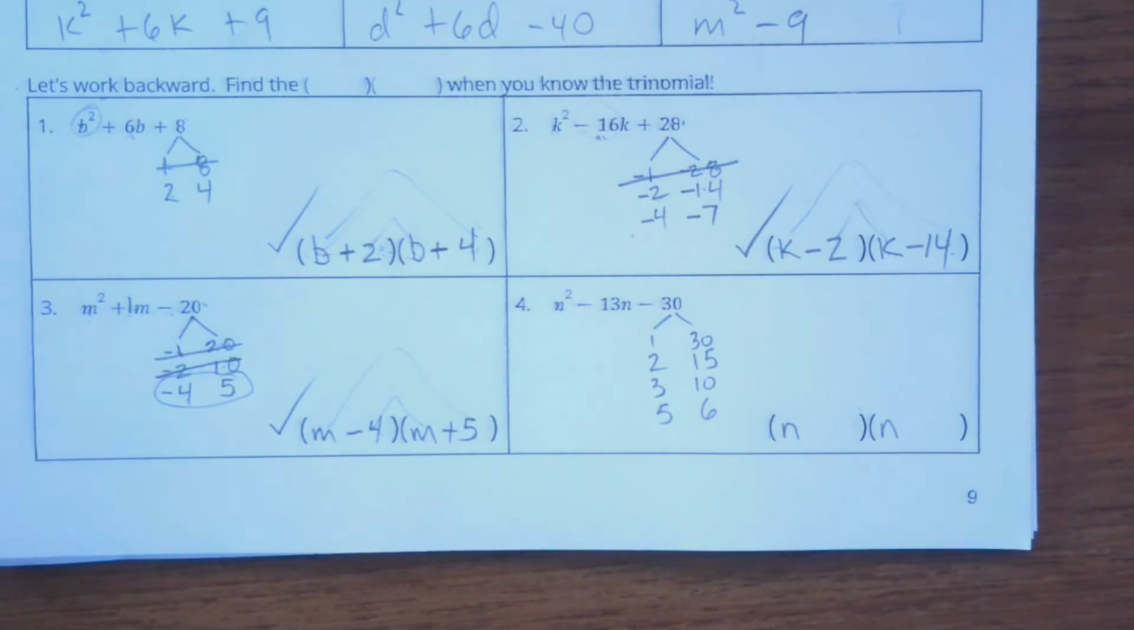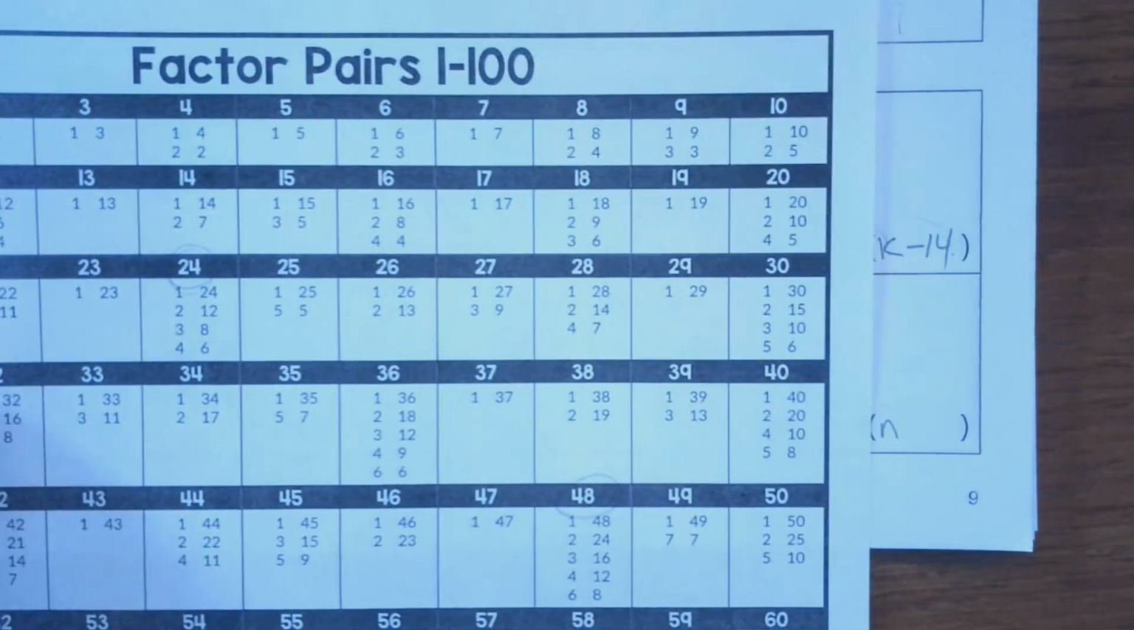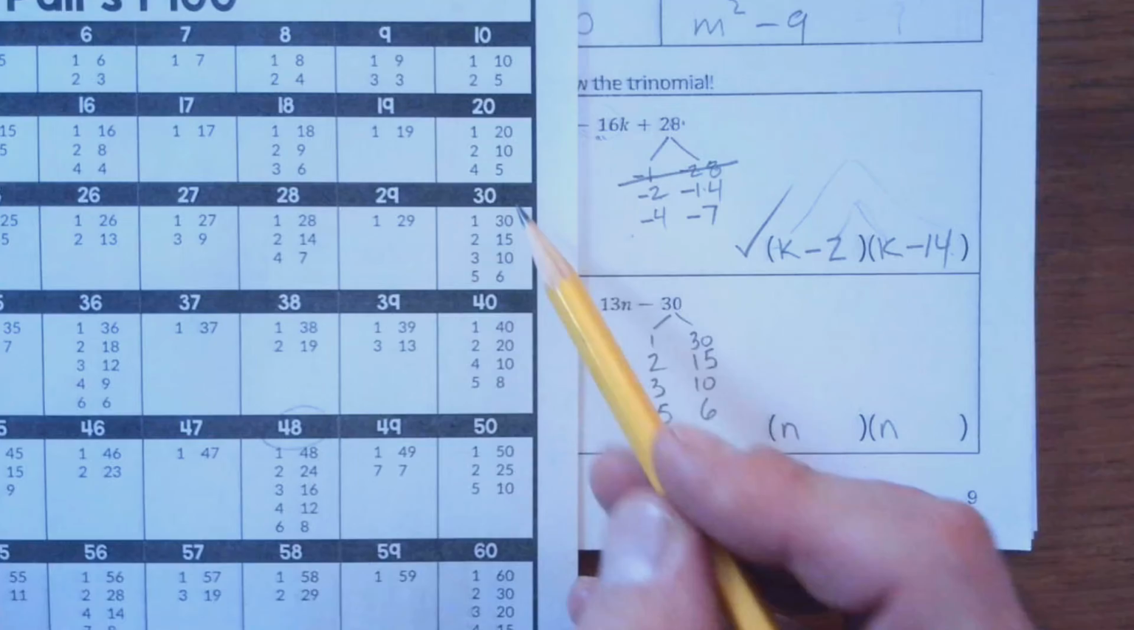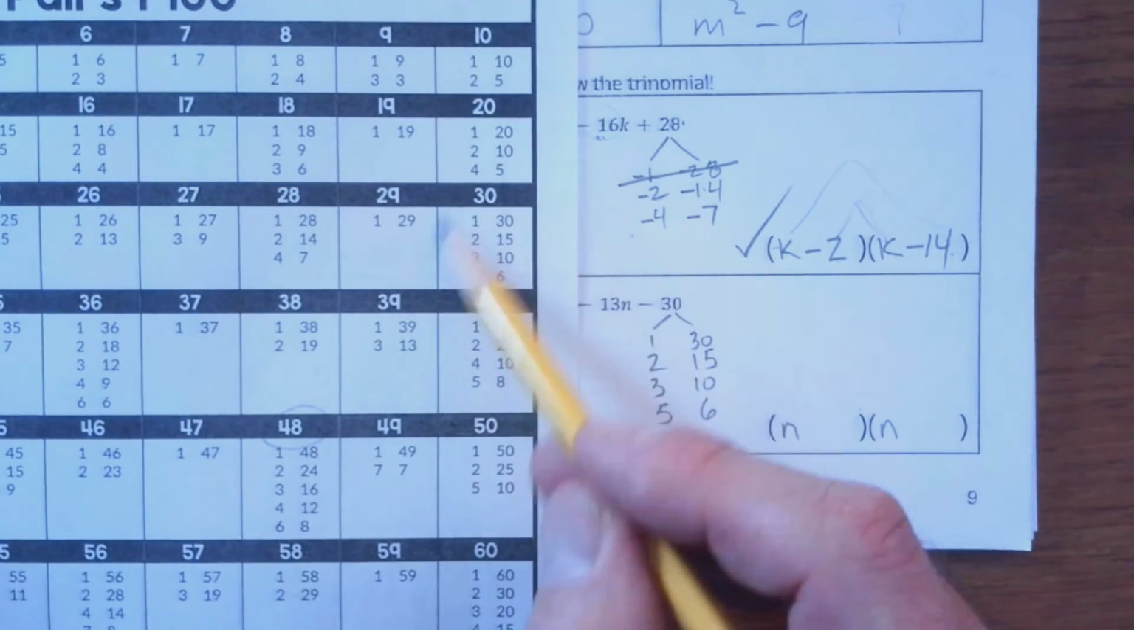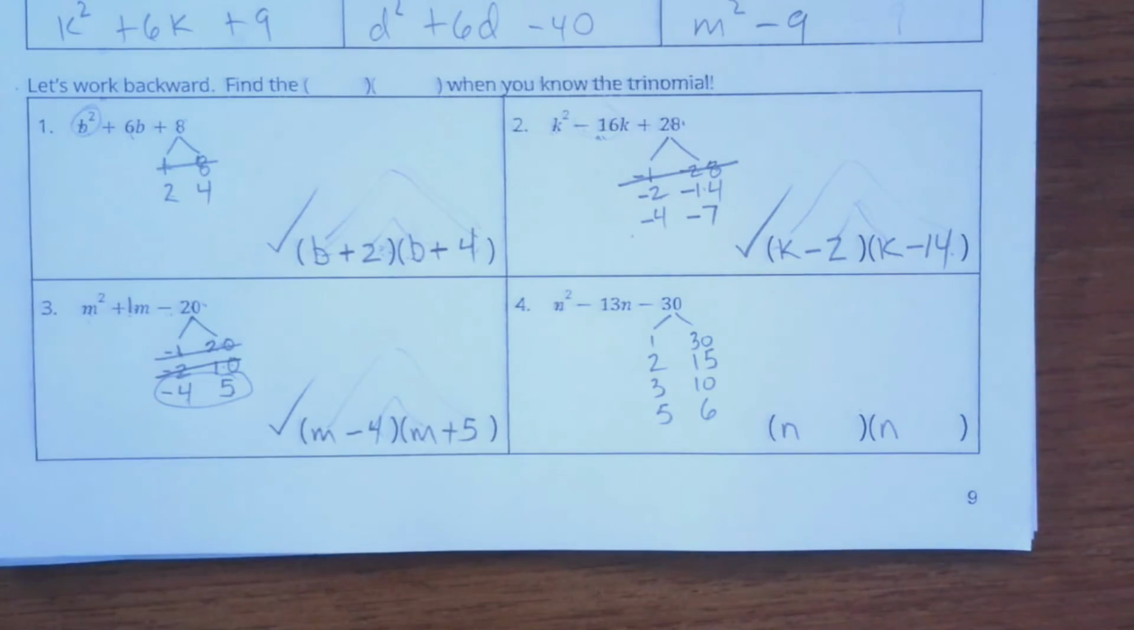You know, I should have shown you this. This is the factor pairs sheet that I've been talking about, and there's my factor pairs of 30 that I just wrote down. Use this sheet. It should really help you out.